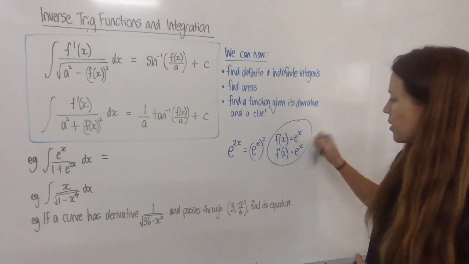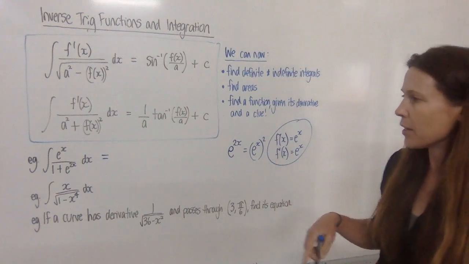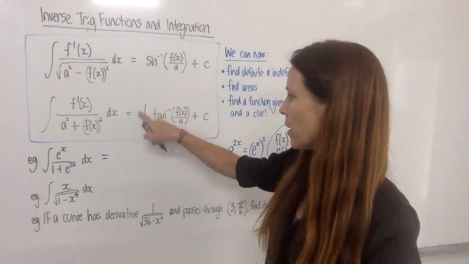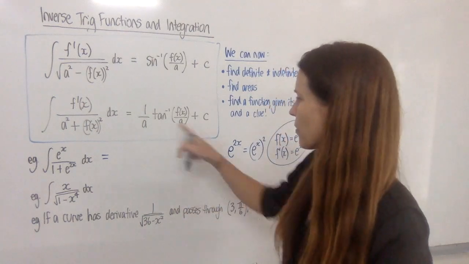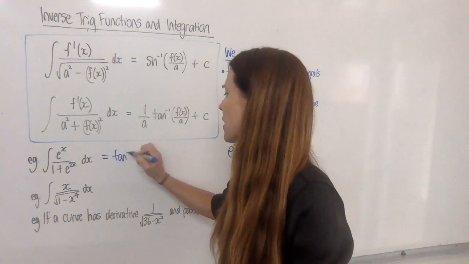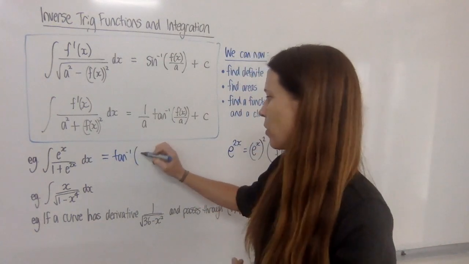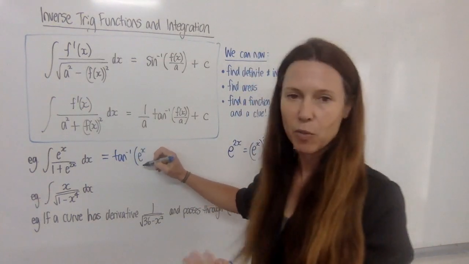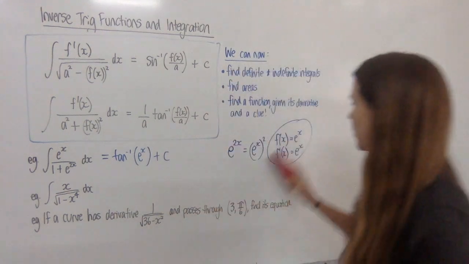So I can do that thinking on the side if I need to, or in your head once you get more familiar with it, and I can see that what I need here is 1 over a, well 1 over 1 will just be 1, so I don't really need to write that, and then I've got the inverse tan of my function of x over 1, so I've got e to the power of x over 1, I don't really need to write that, plus c. So that one was quite straightforward.